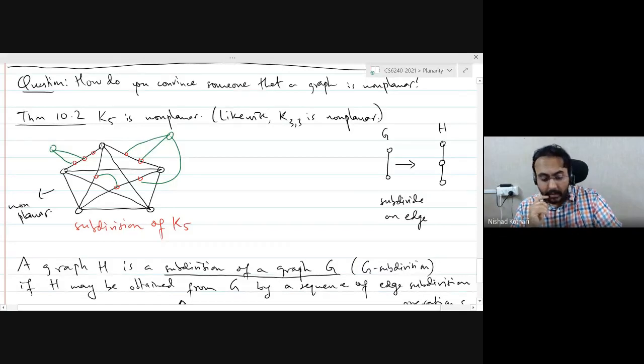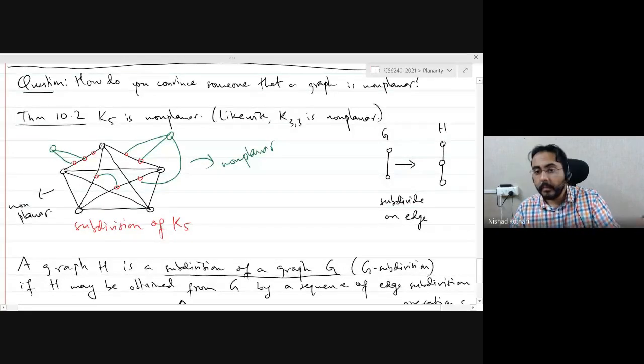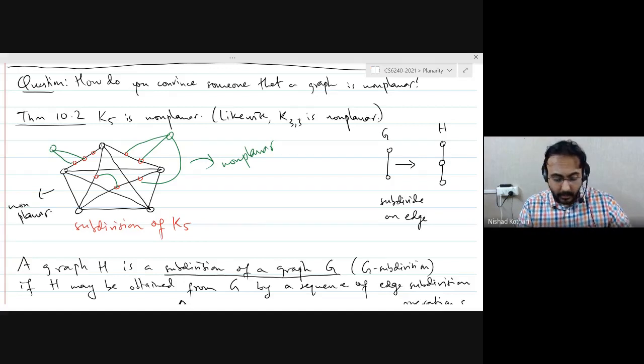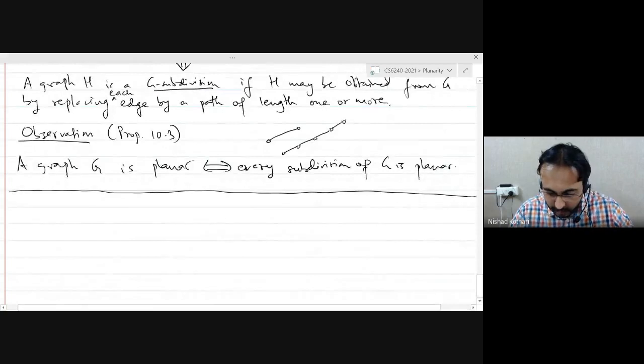Does everybody agree that this graph now is still non-planar? Right? It has a subgraph that is non-planar. And so the graph also has to be non-planar. Because if I could get a planar drawing of the graph, I would delete all the green stuff and I would get a planar embedding of the subgraph, which we know is non-planar, right?